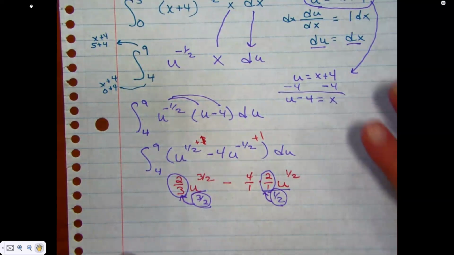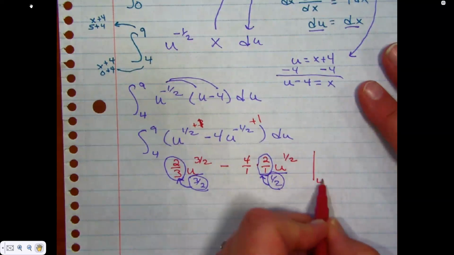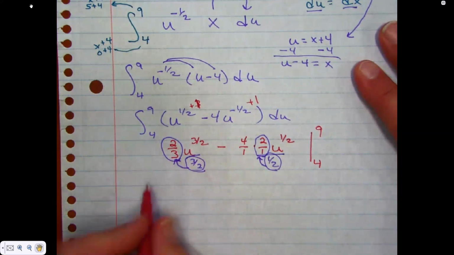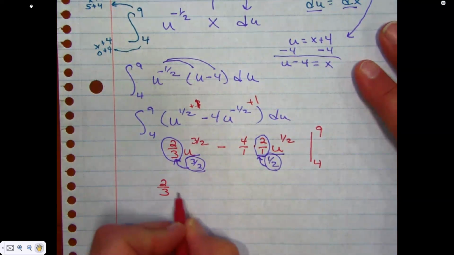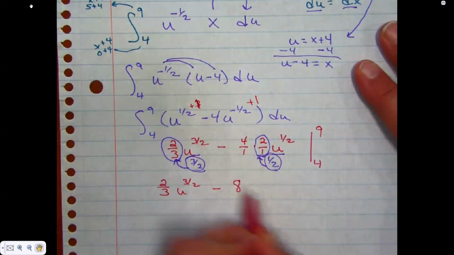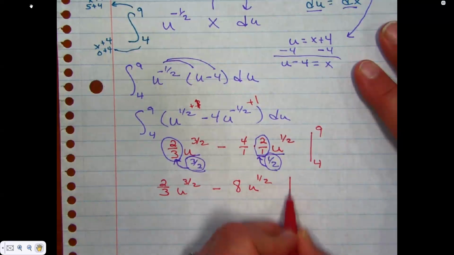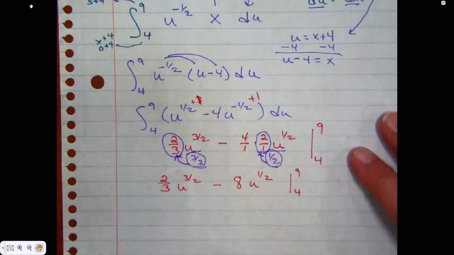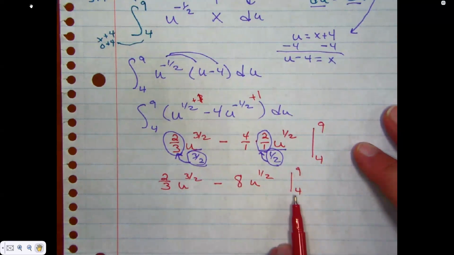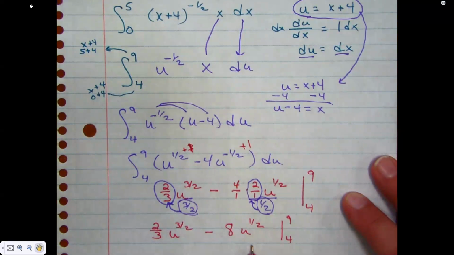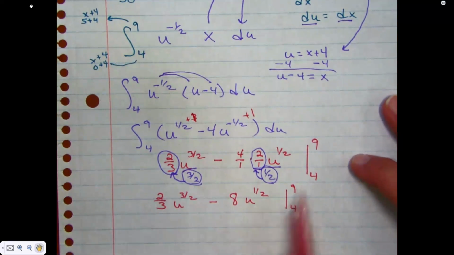Okay, and now since we changed everything to u, we're good. We're going to keep this as 4, and we're going to keep that as 9 now. We've done that already. Okay, so let's just clean this up. This will stay 2/3 u to the 3/2, and then this will be minus 8 u to the 1/2. Now remember, if we didn't have these, then we'd have to take this x plus 4 and put it back in. But since we have them, let's just leave it as u's. We've already changed everything, so we're good to go.